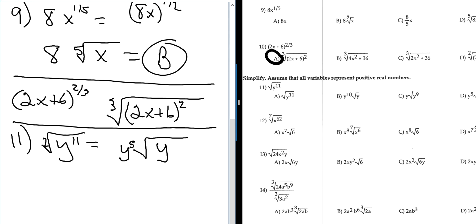Let me get rid of that for a minute. Okay, and that would be correct, and that answer is D. Number 12, I think I can squeeze it in here.